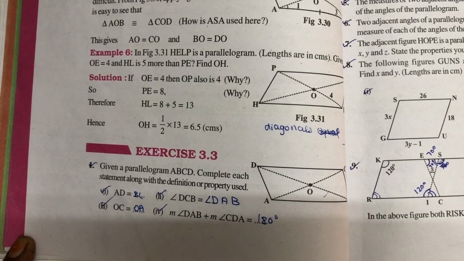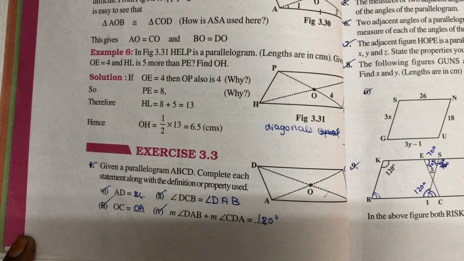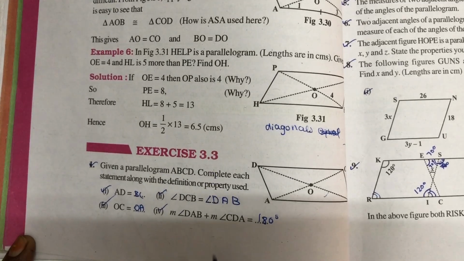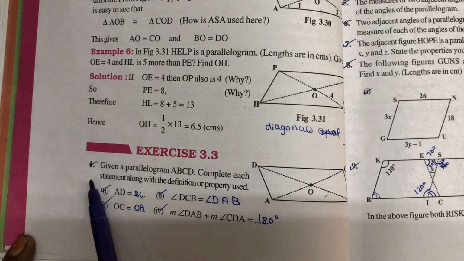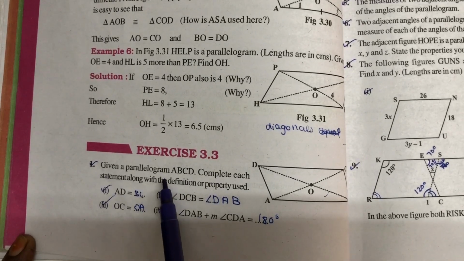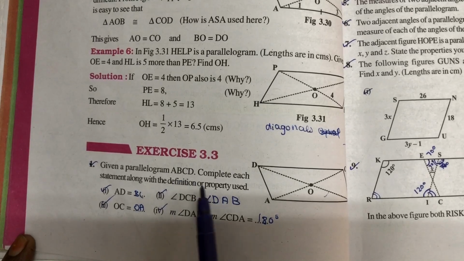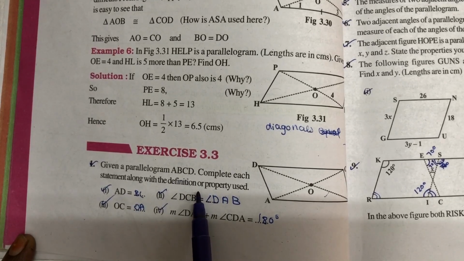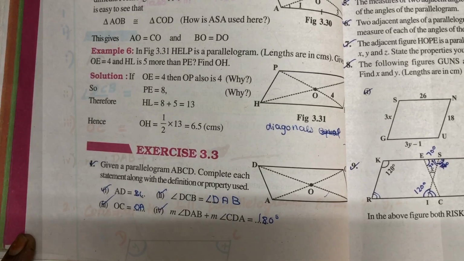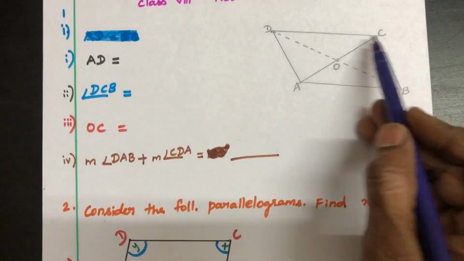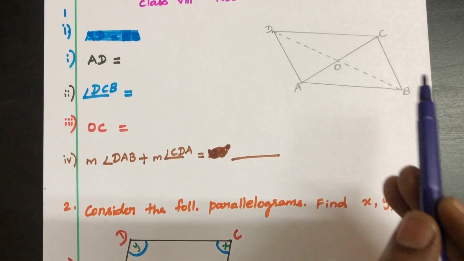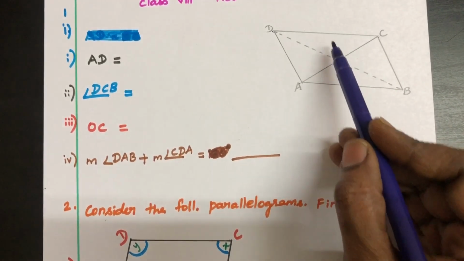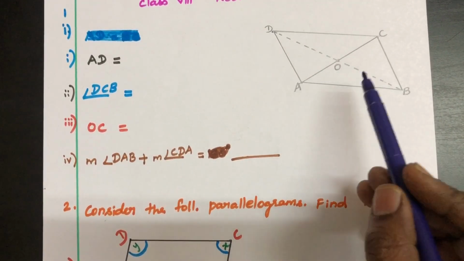Today we are going to learn Understanding Quadrilaterals, Chapter 3, Exercise 3.3 for Class 8 NCERT book. First question. Given a parallelogram ABCD, complete each statement along with the definition or property used. So this ABCD is a parallelogram. Parallelogram means what? Opposite sides are parallel and equal.